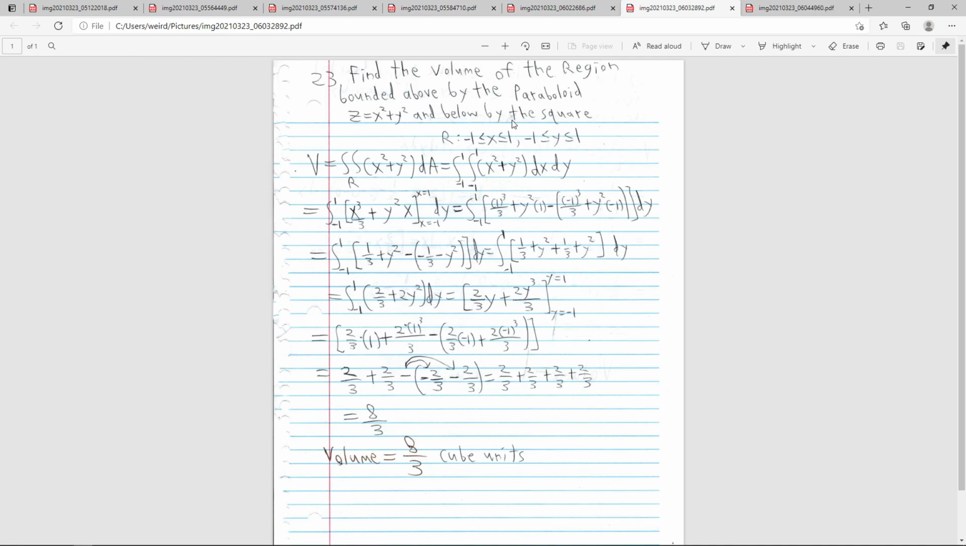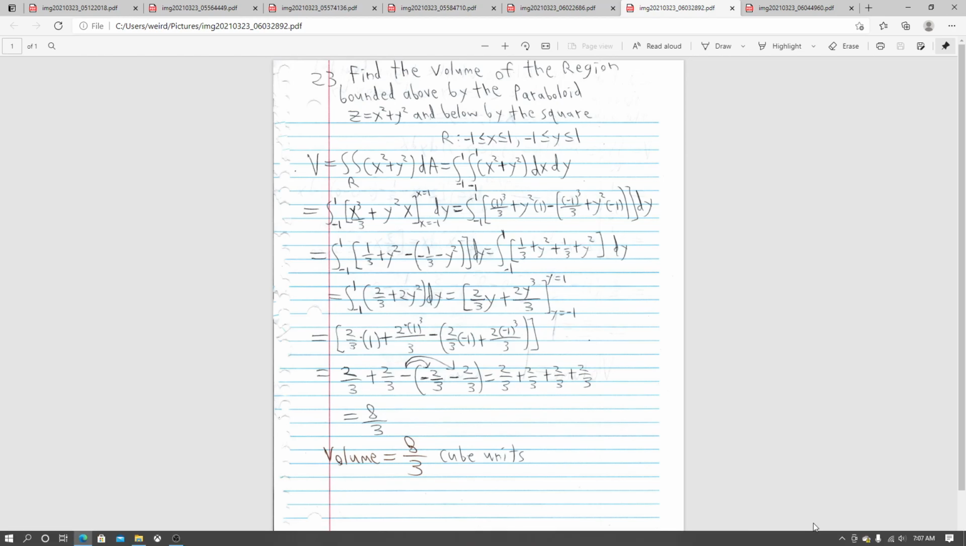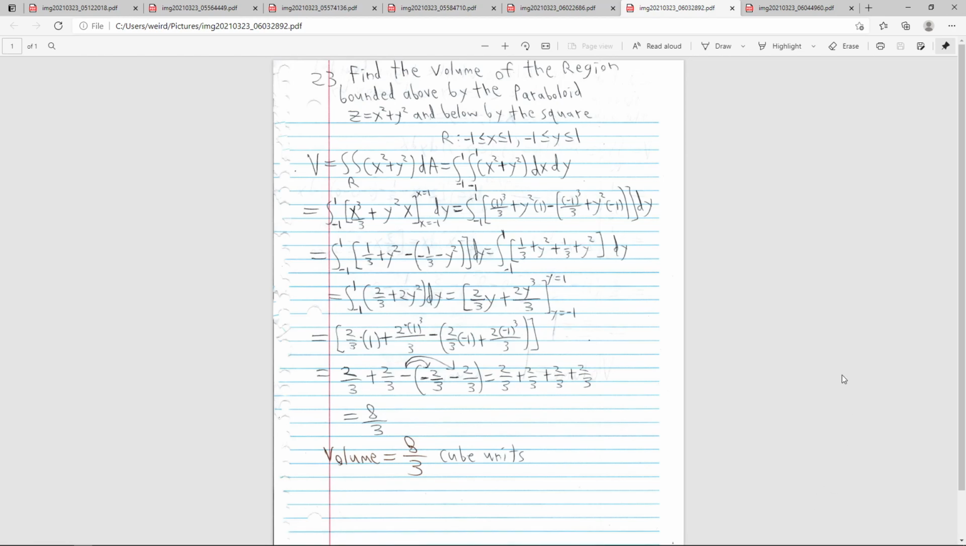Find the volume of the region bounded above. Okay, so a couple word problems, just because I think especially for this one, it's good to look at some. There's always a couple word problems. These aren't particularly hard. Find the volume of the region bounded above by the paraboloid z equals x squared plus y squared, and below by the square. That's like your region, by the square, it's bounded.